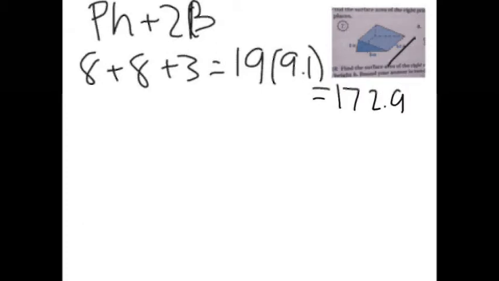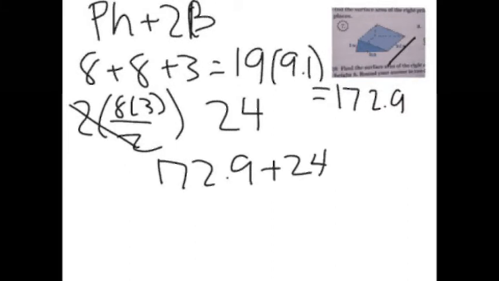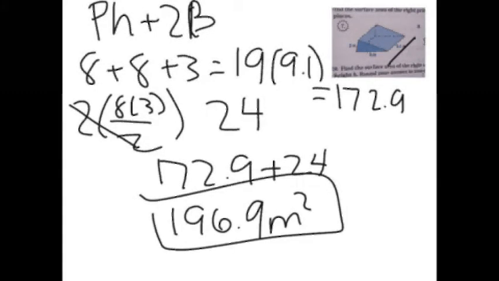172.9. Next, you're going to find the area of the base, which is 2 times 8 times 3 over 2. The 2's cancel each other out, so you get 24. Then you're going to add 172.9 plus 24, and you get 196.9 meters squared.